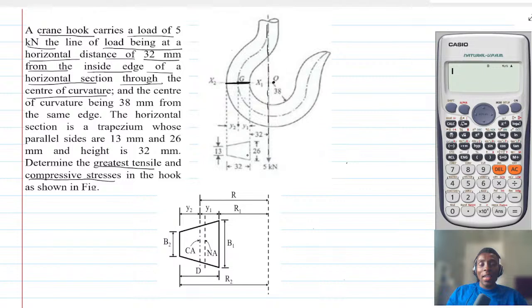So basically, this is like if you look at the plan, or if you are standing at the top and viewing from the top, you will see this as a trapezium. Okay, and all the dimensions of that trapezium have been given to us. So we have y1 and we have y2. So essentially, y1 and y2 is nothing but the centroid of the trapezium.